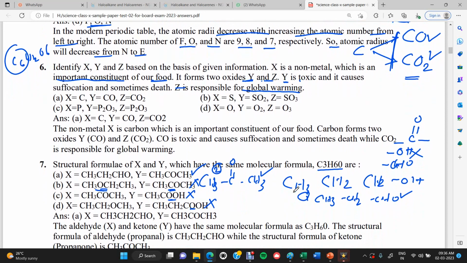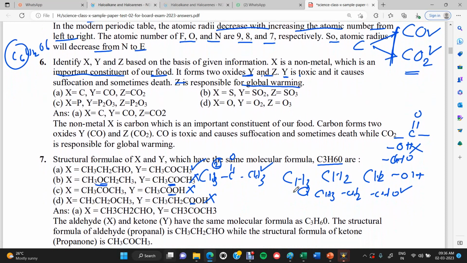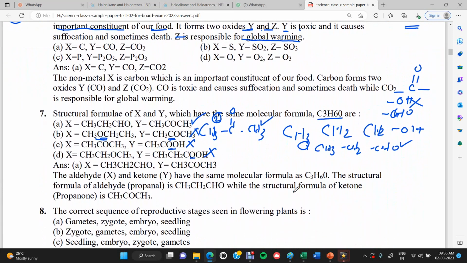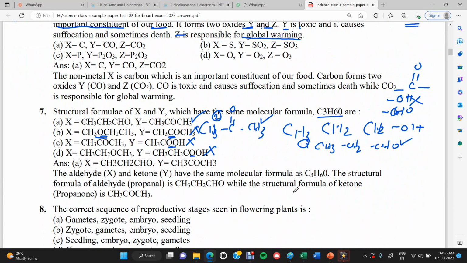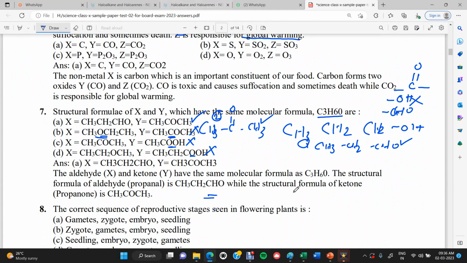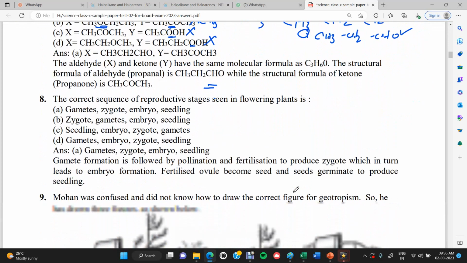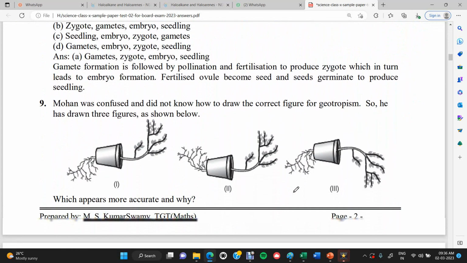Right. Okay. This is the thing. And next, that's it for in this paper, chemistry objective. Okay. 7 questions only they had given. Let us check, is there any objective questions? Is biology?